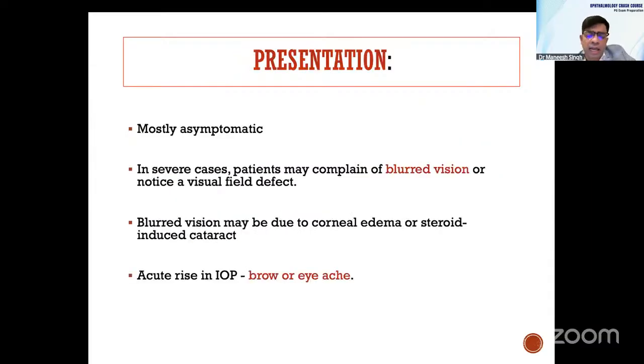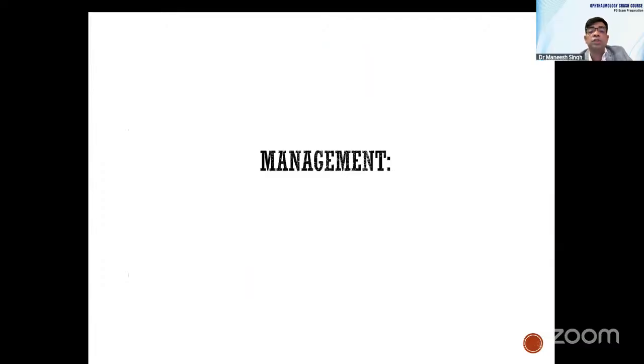How do they present? Like all glaucomas, these patients, similar to primary open angle glaucoma, are mostly asymptomatic, but sometimes a patient on steroid may come with blurred vision, and when you check the patient, you will see high pressure often associated with corneal edema. Because of this corneal edema, the patient can have blurred vision. Patients who are on long-term steroid can also develop cataract, and that also can lead to blurring of vision.